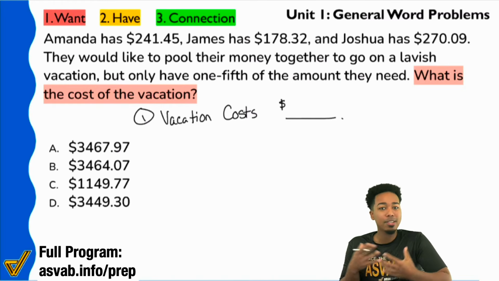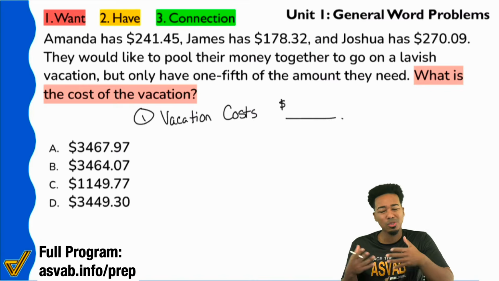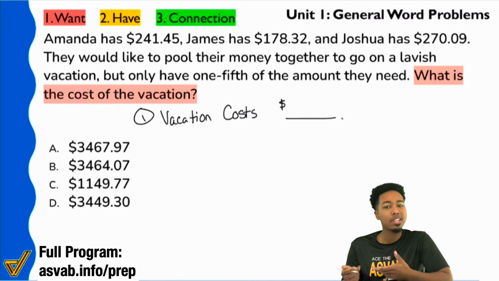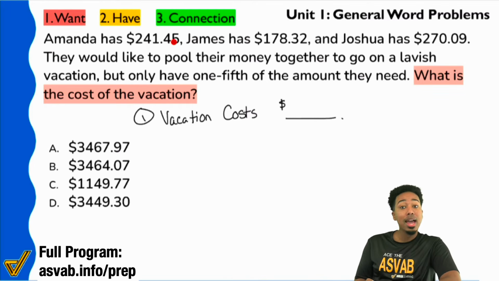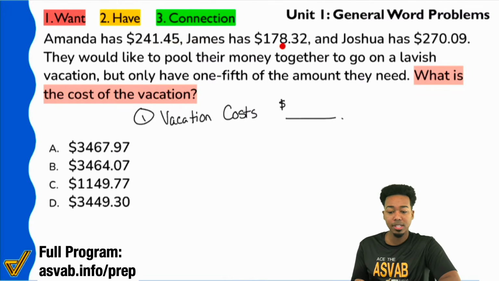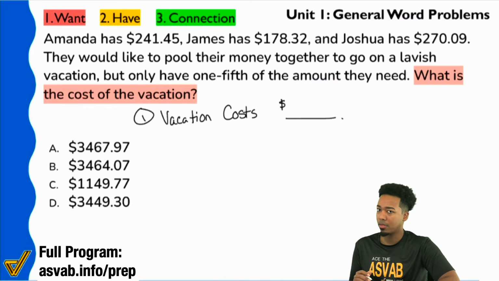Let's now collect the information and see how it relates. So we're going to do a quick run through, kind of ignoring the numbers, but then we'll write the numbers down after. Again, you want to understand the story. So here we go. Amanda has this much money, James has this much money, and Joshua has that much money. They would like to pool their money together to go on a lavish vacation, but only have 1/5 of the amount they need. What's the cost of the vacation?